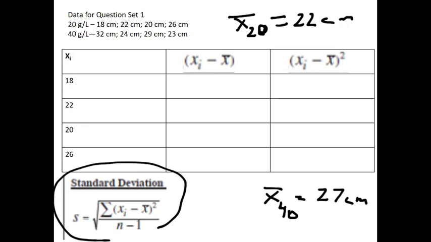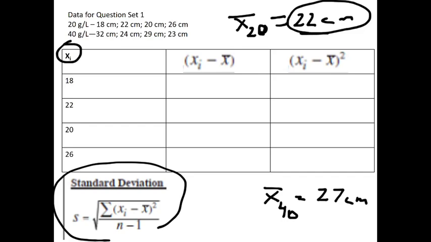First of all, it's important to realize that xi is each of your individual sample data points. So for the 20 gram per liter sample, which we're looking at here, the xi's are 18, 22, 20, 26. You can see that notated here. So we're subtracting from xi the mean of the group. For the 20 gram per liter sample, that mean is 22.